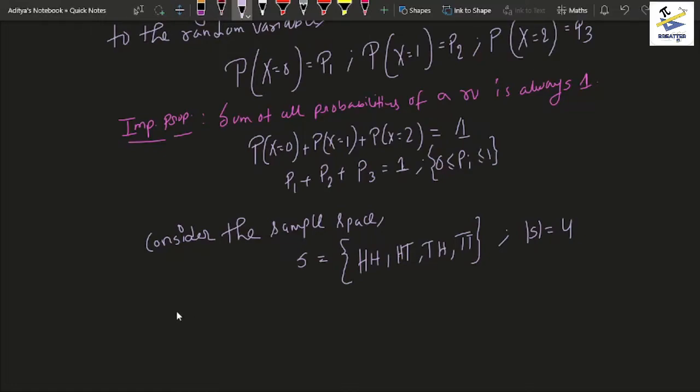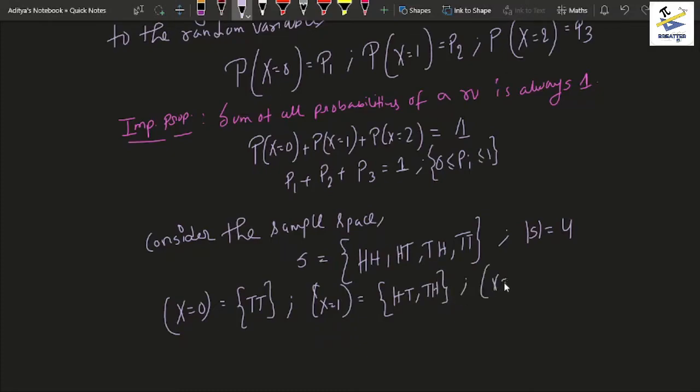Now consider the event x equals 0. It corresponds to the fact that there are no heads, so only TT is the entry here, right? Similarly, consider x equals 1. This means one head should be there, which means HT and TH. And similarly, consider x equals 2, which means we must have HH, right?